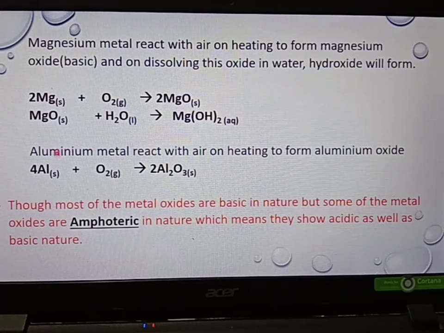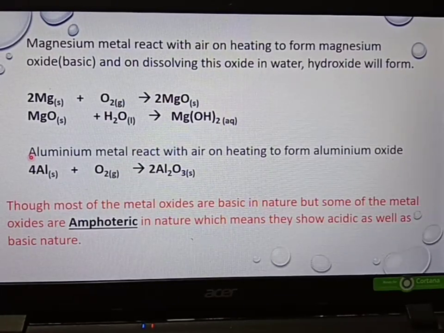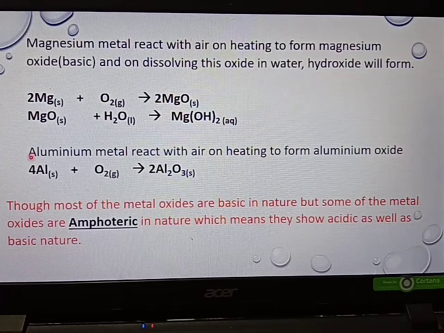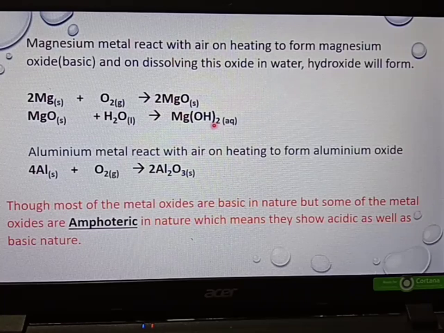Next, aluminium metal. Because aluminium is less reactive than magnesium, we have to provide heat to aluminium metal also. And aluminium metal will turn into aluminium oxide on heating. Children, till now I told you that when we take oxides like those of magnesium, sodium, and potassium and dissolve them in water, we get a basic solution because of the formation of their hydroxides.